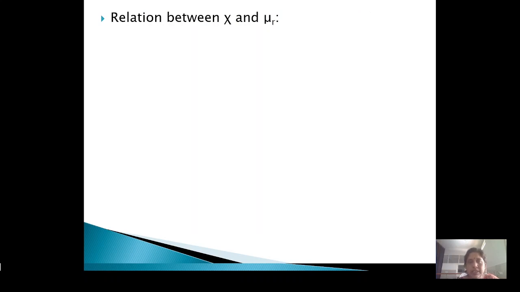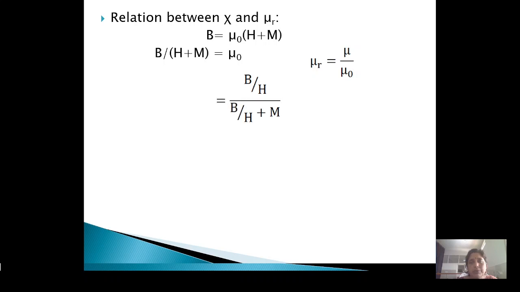Next, the relation between chi and mu r, the relative permeability and susceptibility. We know B is equal to mu naught into H plus M. Mu r is equal to mu by mu naught, and mu is B by H. So mu r is B by mu naught H, which is H plus M by H, that is 1 plus M by H, or 1 plus chi. So the relative permeability mu r is equal to 1 plus chi.